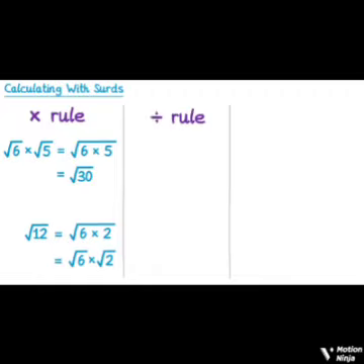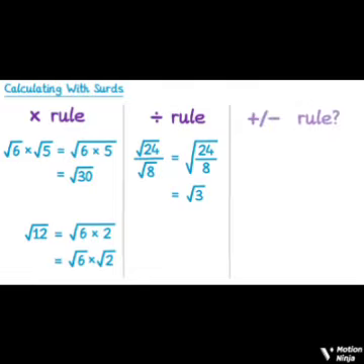There's also a division rule, and it works in much the same way. So if you take two surds, like the square root of 24 and the square root of 8, and divide them, this is the same as dividing those numbers but inside one square root. So the square root of 24 divided by 8. 24 divided by 8 is just 3, so this will give you the same value as the square root of 3. So we have a multiplication rule and a division rule.